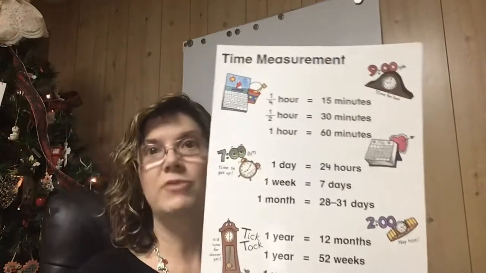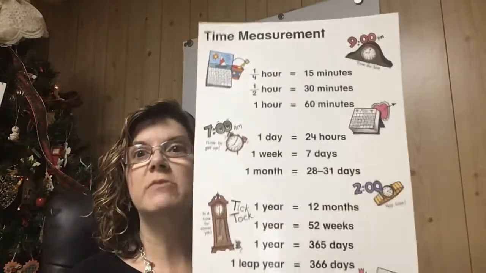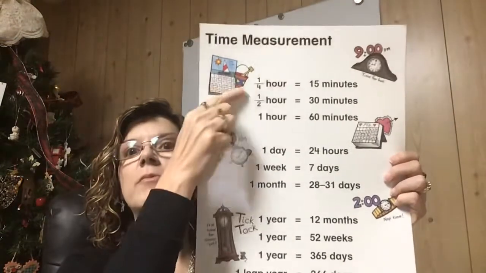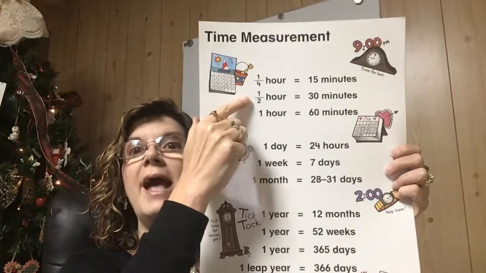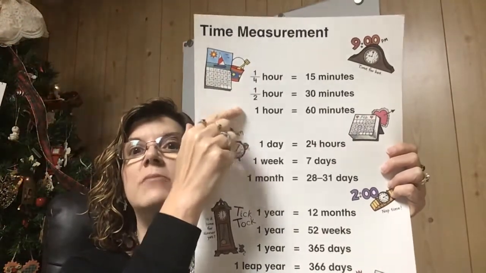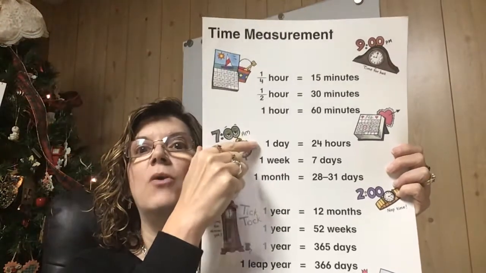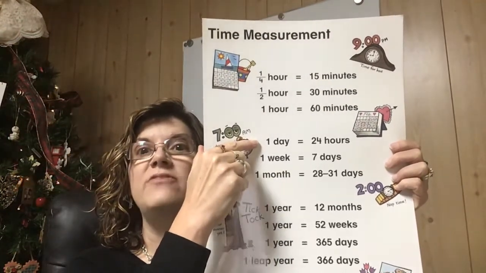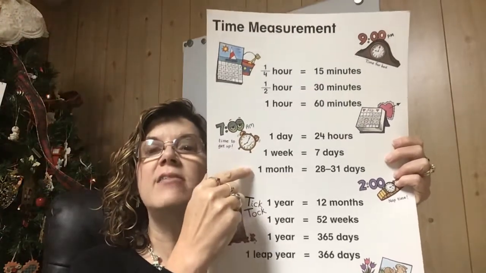I'm going to start with review for the test for next week of our time measurement chart because some of these will be on the test. Remember, 1/4 hour equals 15 minutes. 1/2 hour equals 30 minutes. 1 hour equals 60 minutes. 1 day equals 24 hours. 1 week equals 7 days.